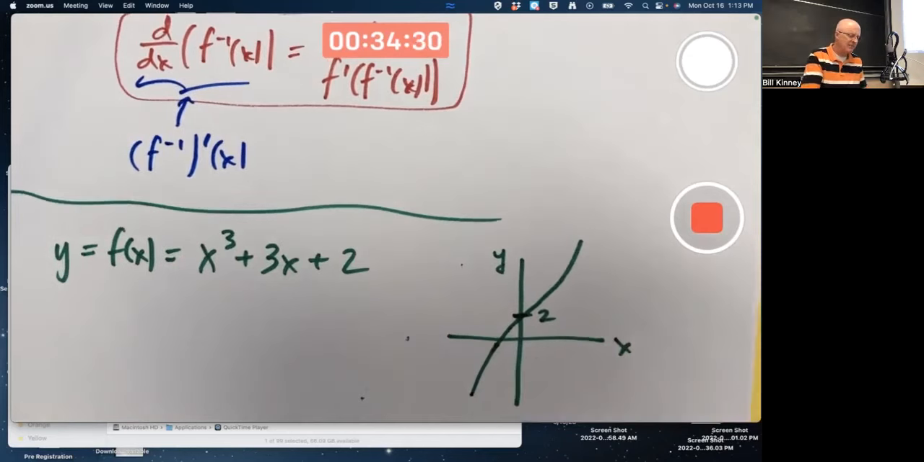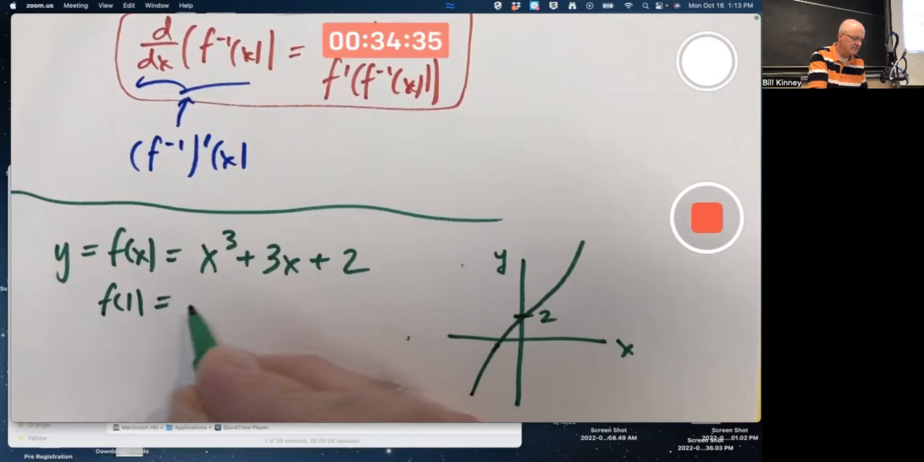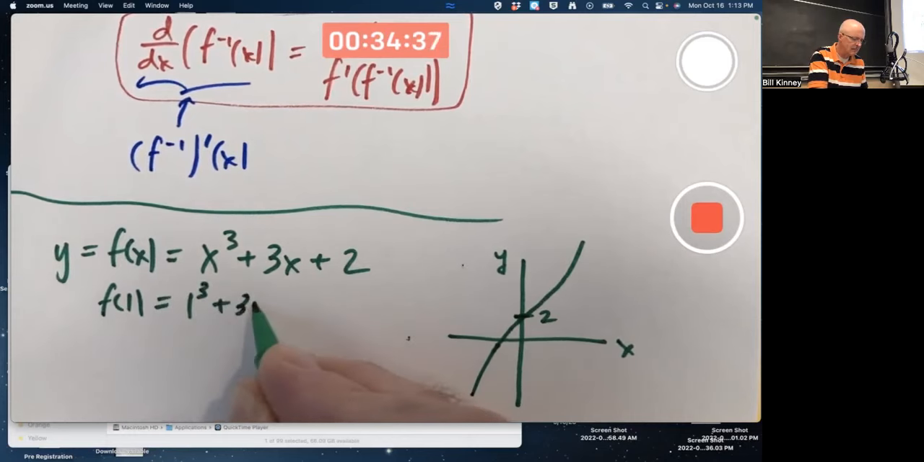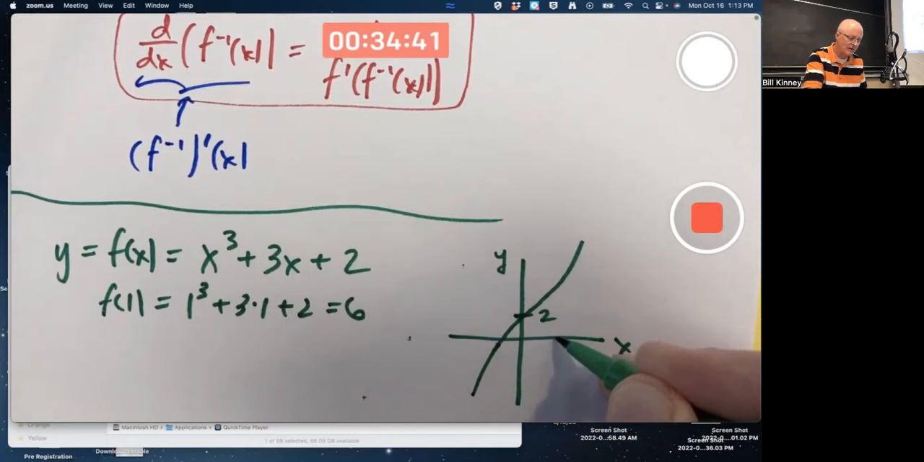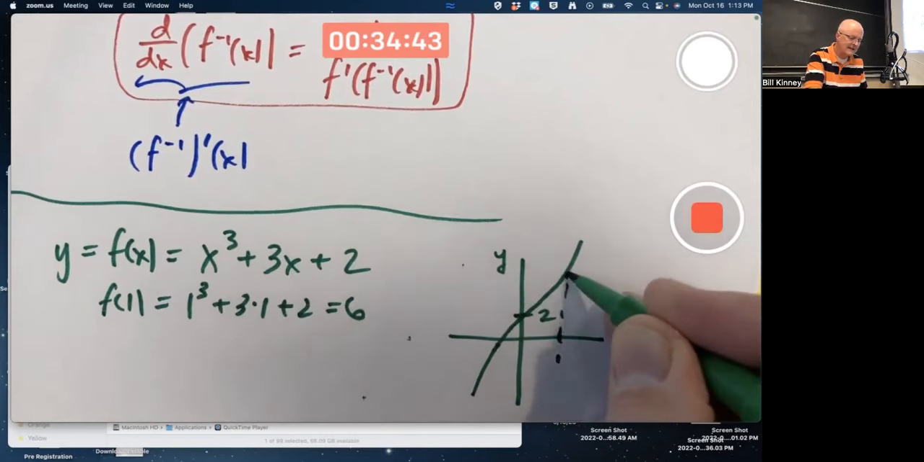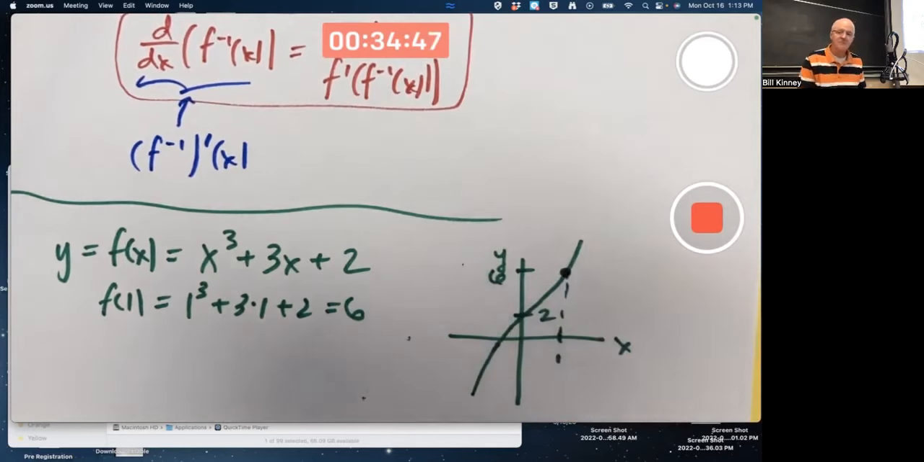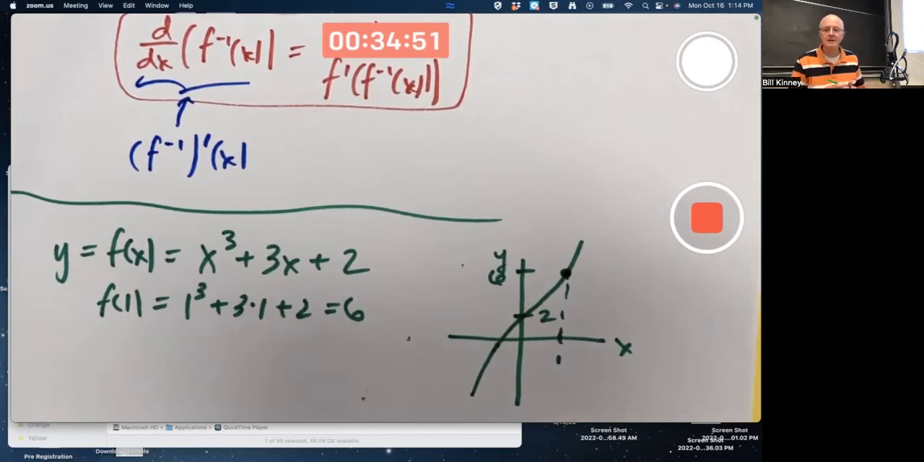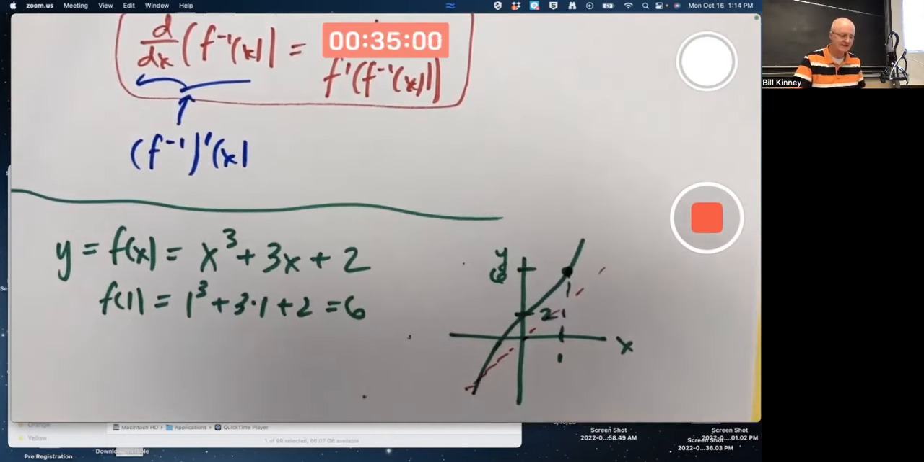And as an example of something I can calculate, f of 1, for example, and get 6, to know that when x is 1, y is 6. This is not perfectly to scale. And again, this graph is 1-to-1. It passes the horizontal line test. No horizontal line goes through it more than once. It's invertible. It's got an inverse function whose graph will be the reflection across y equals x.